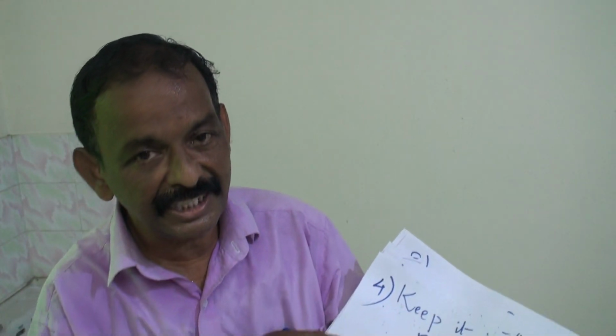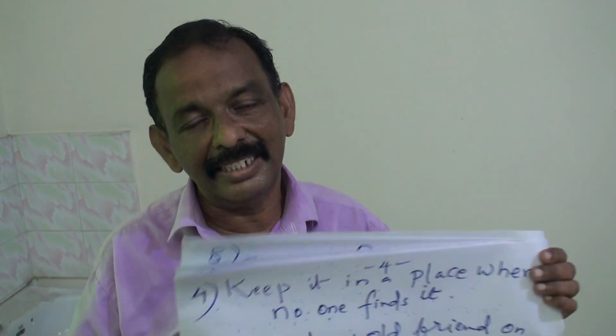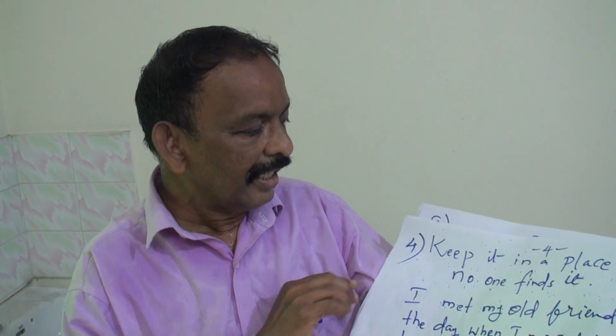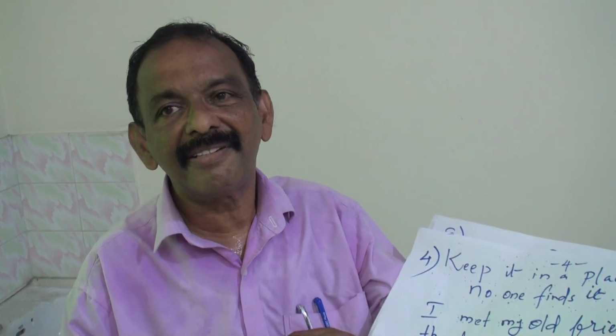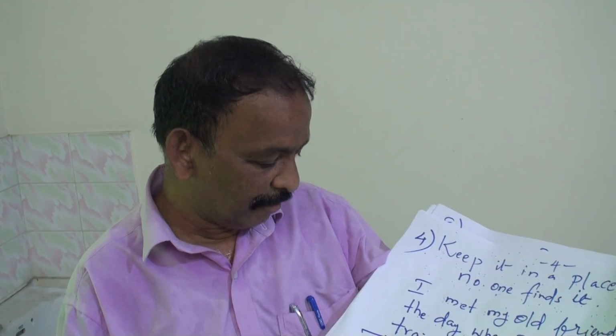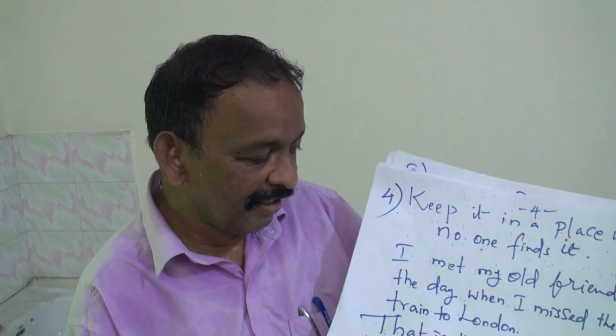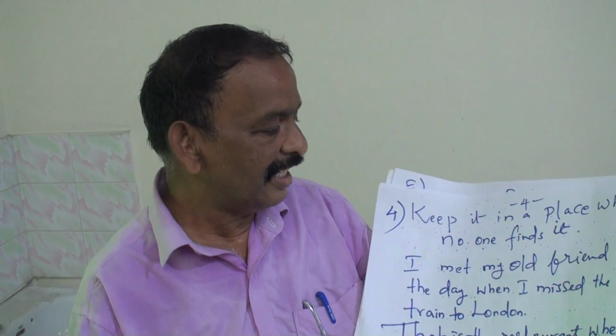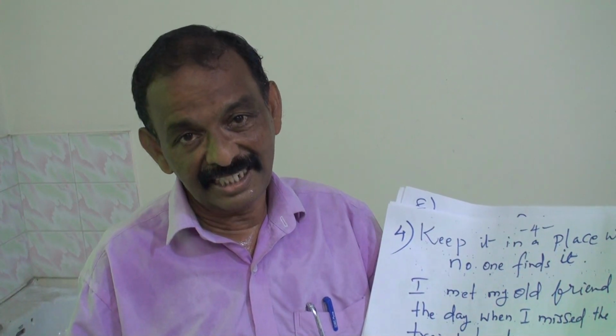So, dependent clause and independent clause. The next thing we have to say about that is the relative pronoun. Examples are when and where. Keep it in a place where no one finds it. I met my old friend on the day when I missed the train to London. This is a restaurant where I met my old friend.